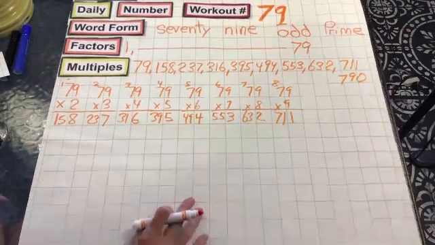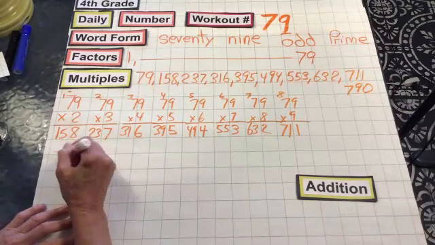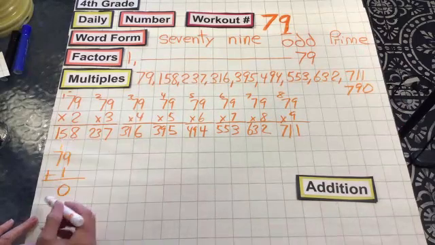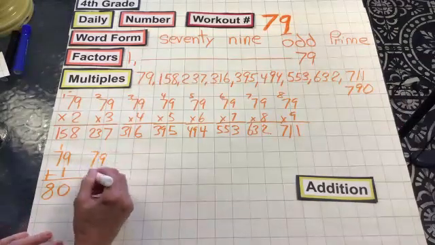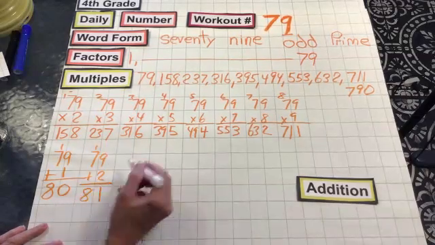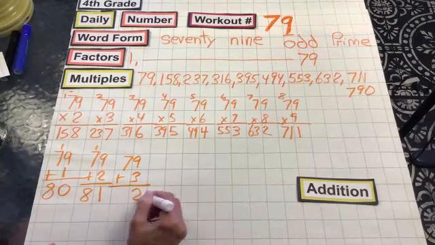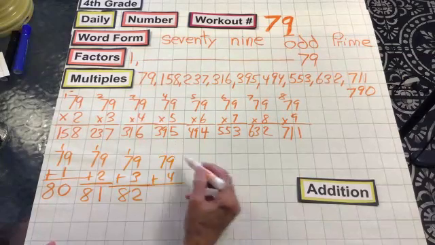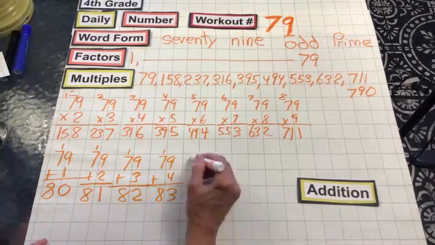Let's move on to addition. So our addition, start off with 79 plus 1. 9 plus 1 is 10, drop the 0, carry the 1. 1 plus 7 is 8. 79 plus 2. 9 plus 2 is 11, drop the 1, carry the 1. 1 plus 7 is 8. 79 plus 3. 9 plus 3 is 12, drop the 2, carry the 1. 1 plus 7 is 8. 79 plus 4. 9 plus 4 is 13, drop the 3, carry the 1. 1 plus 7 is 8.